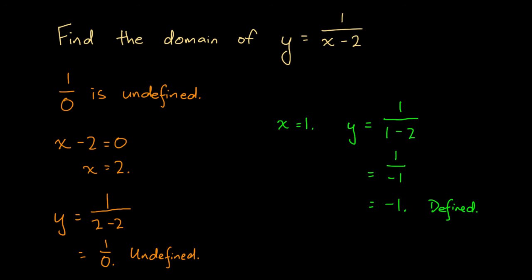So how do we write this? We simply say that the domain of this function, we write it as x is not equal to 2. And we're done.